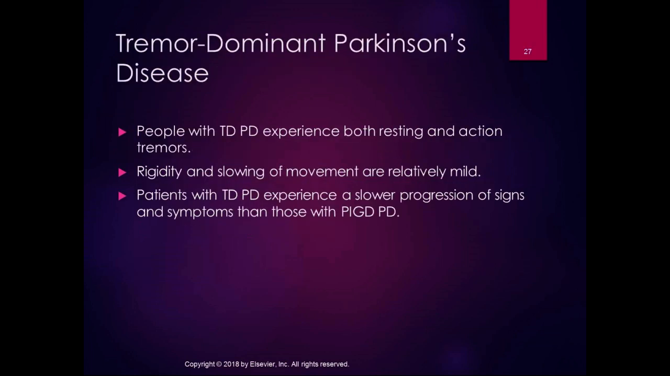In tremor-dominant Parkinson's disease, people experience both resting and action tremors. With the akinetic Parkinson's, it tends to be just a resting tremor. Rigidity and slowing of movement are relatively mild, but people with tremor-dominant PD experience a slower progression of signs and symptoms than those with akinetic PD. Sometimes people who are diagnosed with Parkinson's young tend to be tremor-dominant. I don't know why.